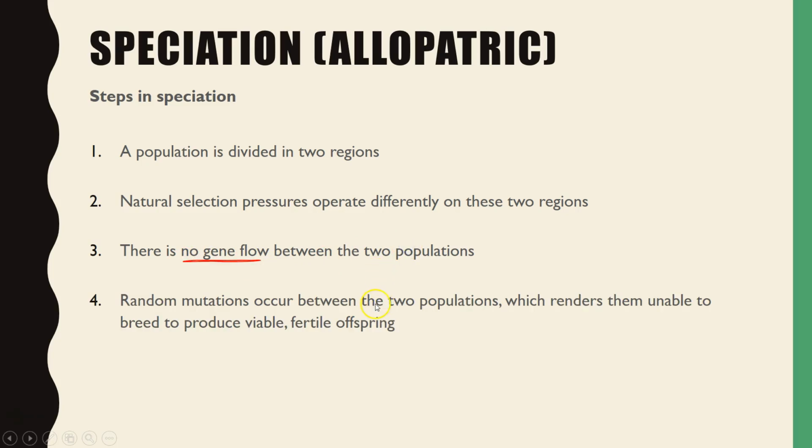Over time, random mutations will occur, and some of those mutations will be selected for, some of them won't. These mutations mean they're unable to reproduce to make viable, fertile offspring. And then that's the process for speciation.